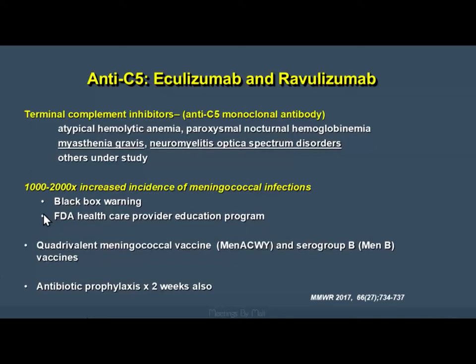The problem is you have a 1,000 to 2,000 times increase in the incidence of meningococcal infection. And it's got, of course, a black box warning for some years. And you have to be a special prescriber and go through all this training in order to give these 2 drugs. So what's thought to happen is we should be giving the patients that quadrivalent one, WACY, but also the serogroup B or Men B vaccines. And also, this has changed a little bit.